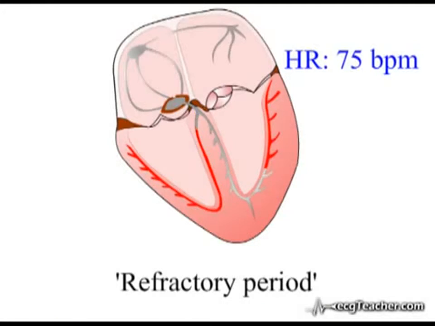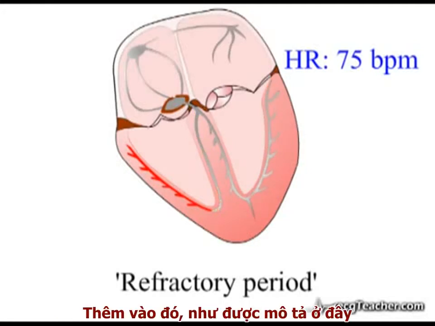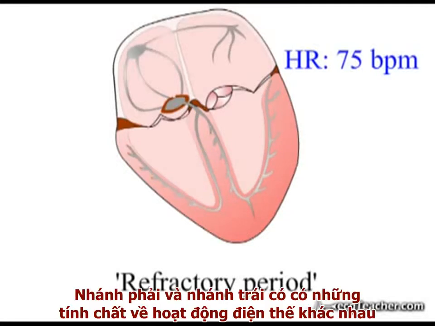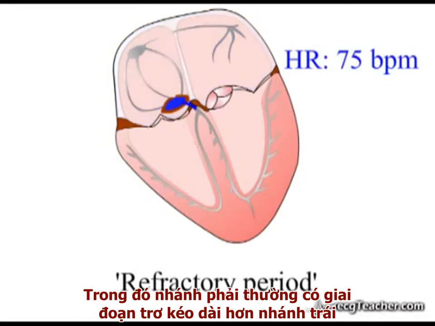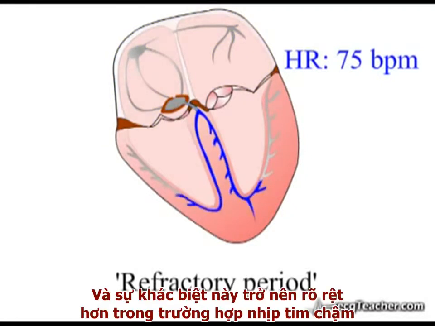Specifically, the refractory period of the left and right bundle branches become more prolonged as the heart rate slows. Also, as illustrated here, the left and right bundles have slightly different electrical properties, with the right bundle branch having a longer refractory period than the left. And this difference becomes more pronounced at lower heart rate.